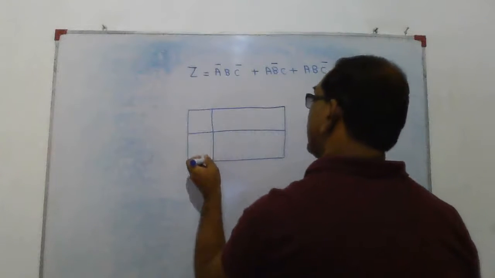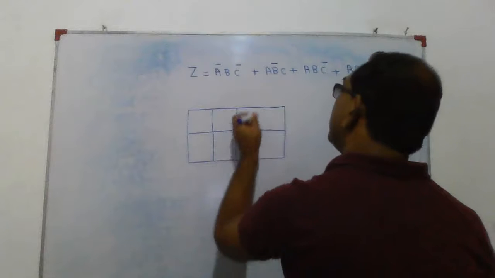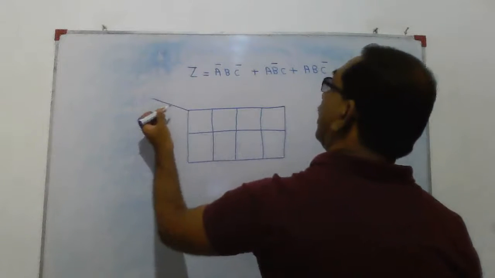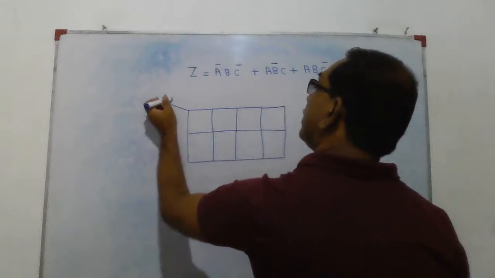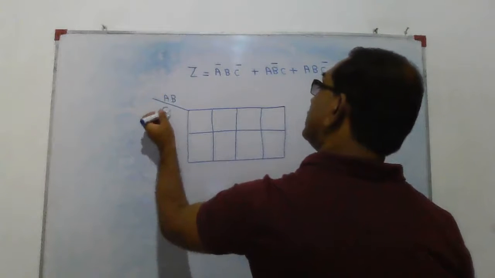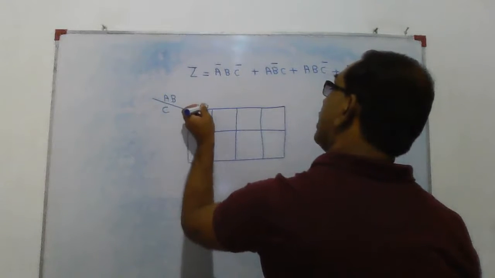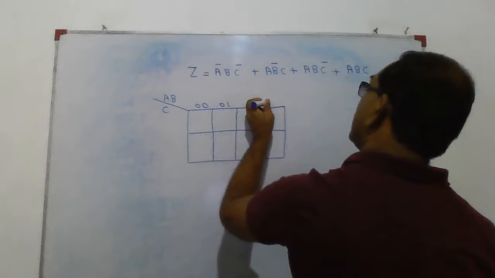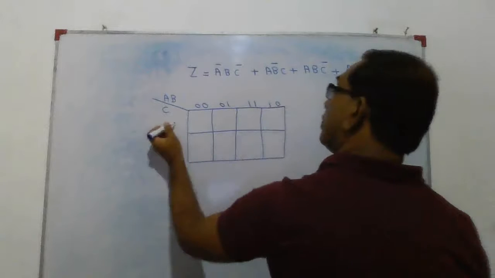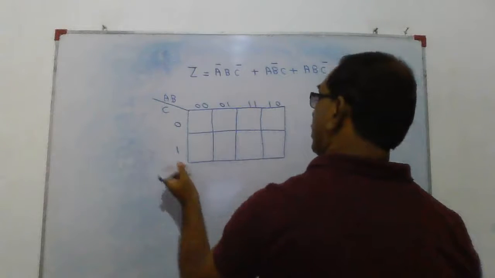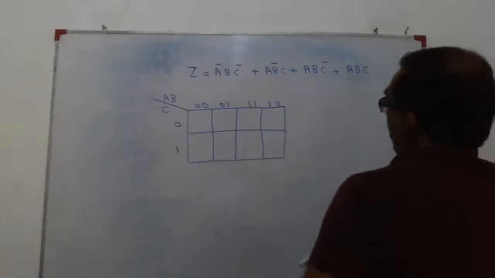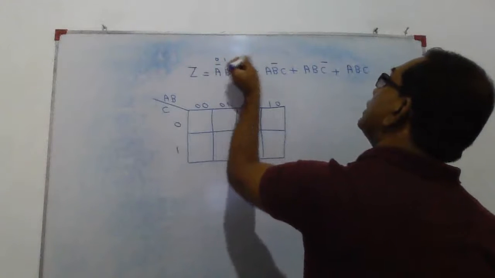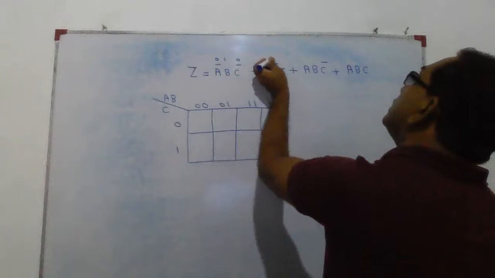So I take 1, 2, 3 and 4. A and B come here and C here. So we have A and B: 0, 0, 0, 1 and 1, 1, 1, 0. C can be 0, 1. What is the thing? We get 0, 1, 0 and 1, 0, 1.